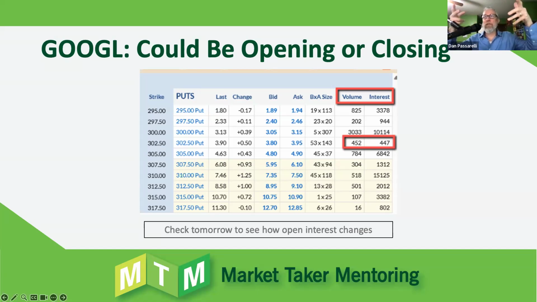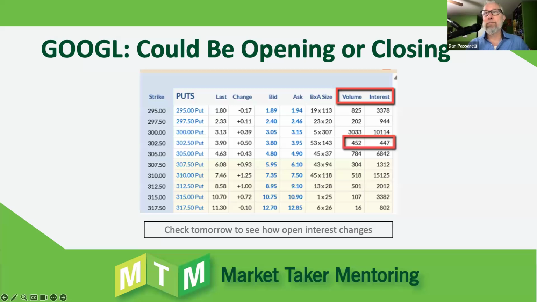If 452 traded, open interest, again, stays the same all day. There are 5 more that traded than have been opened. So clearly, at least 5 were opening transactions. And that's still a little bit of a convoluted statement. But some of those could have been closing, and some of those could have been opening.